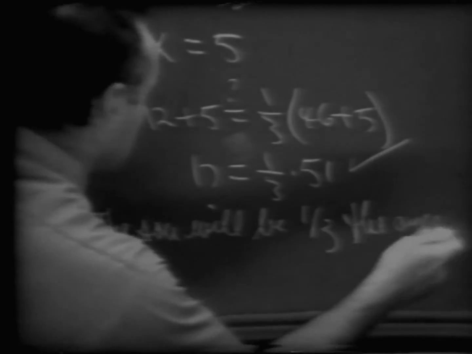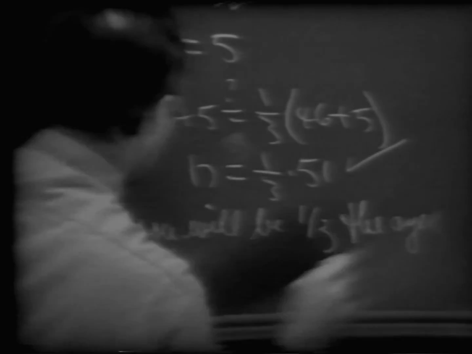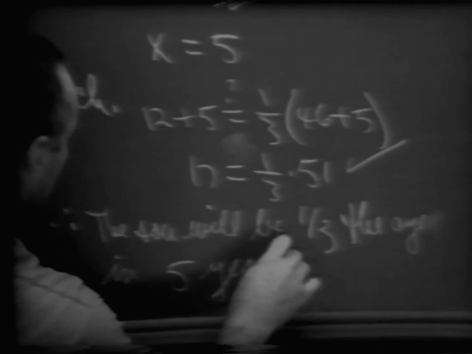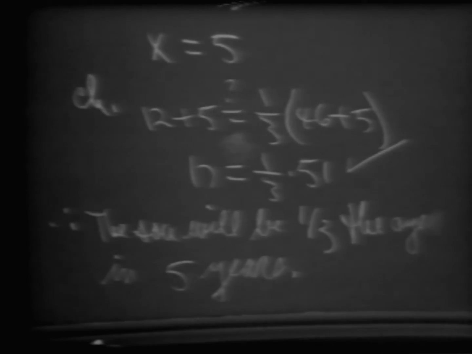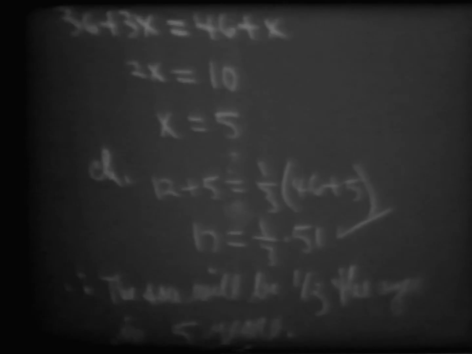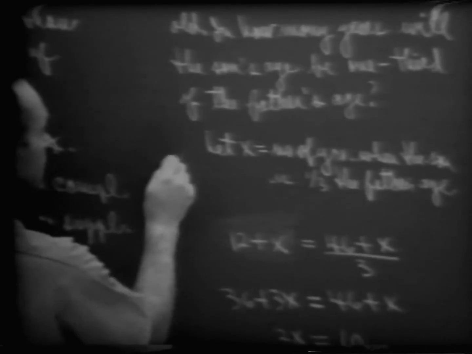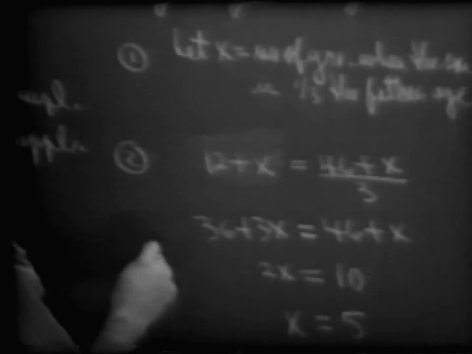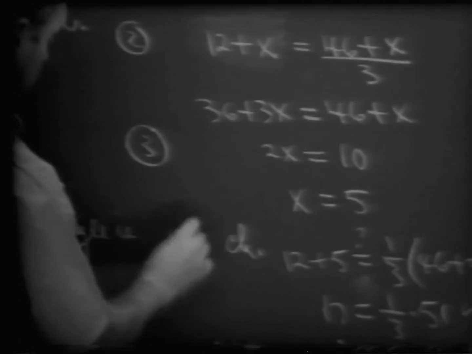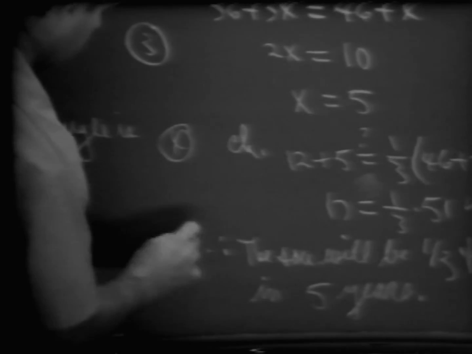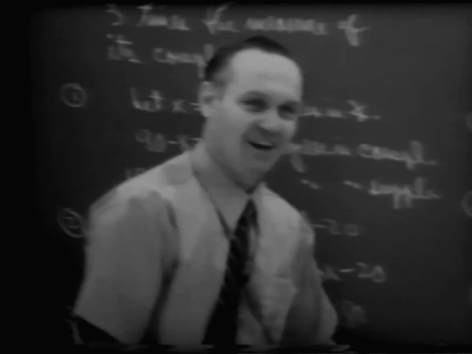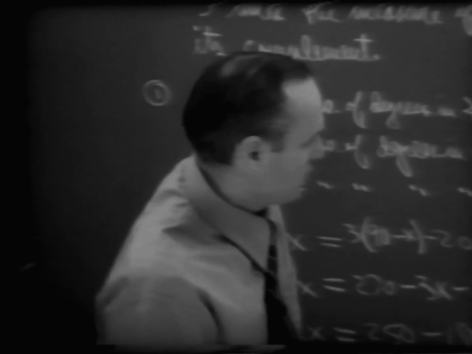The son's age will be 1/3 the father's age in what? In 5 years. All right. Perhaps it's longer to write the sentence than it is to solve it. Again, our 5-step procedure in which we want to identify our variable, write the equation, solve that equation, make our check, and finally write our conclusion. Now, I can't emphasize this enough, and I hope that you are doing this when you do your problem. All right? Let's look at another example.